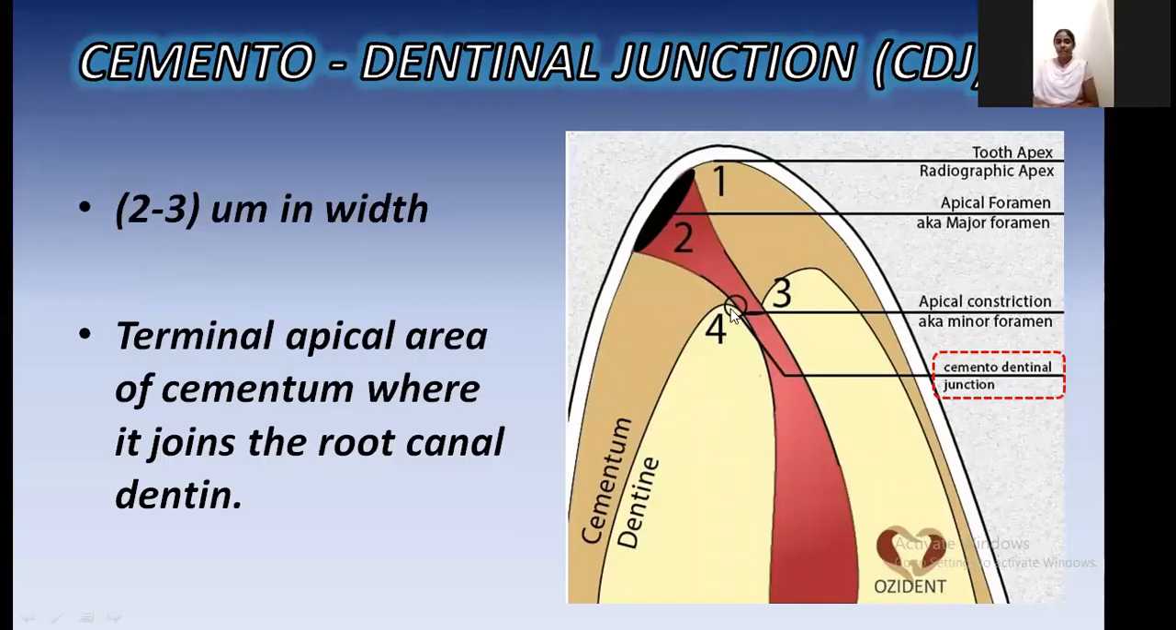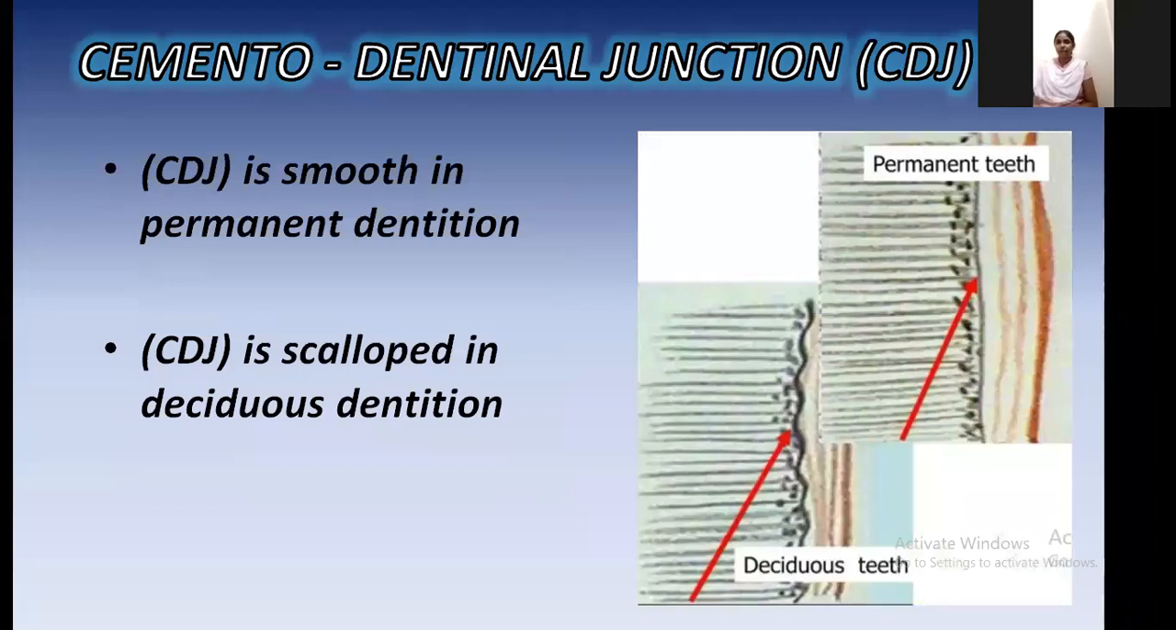Width of the cemento-dentinal junction is 2 to 3 micrometers. Terminal apical area of cementum where it joins the root canal of the dentin. The cemento-dentinal junction is smooth in permanent tooth. If you can see in this image, cemento-dentinal junction is smooth, whereas in the deciduous dentition, cemento-dentinal junction is scalloped.